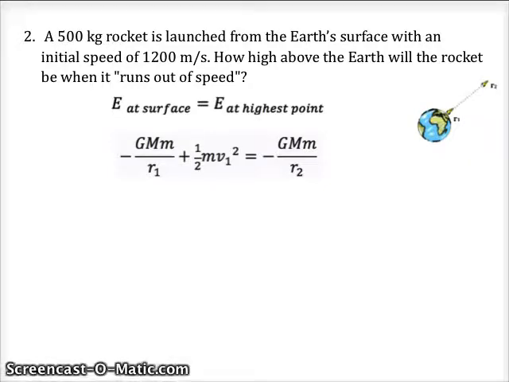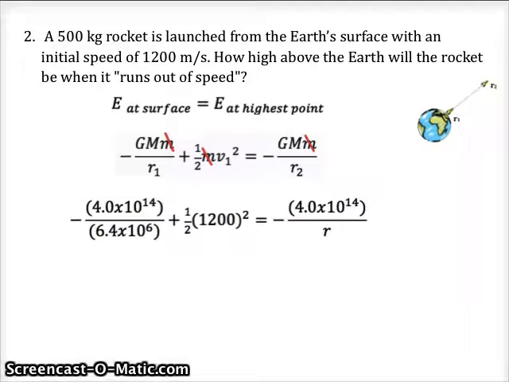All right, so our M's can cancel. Again, the mass of the rocket really doesn't matter. And we can put that GM chunk again in there. That's where the 4 times 10 to the 14th comes in. And put some values in. And so what we're going to initially try to find is at what value of R does it run out of speed. Although that won't be our final answer because that's from the center of Earth to this location. And the question asks how high above the Earth. So we will have to do a little bit of work after this initial calculation here.